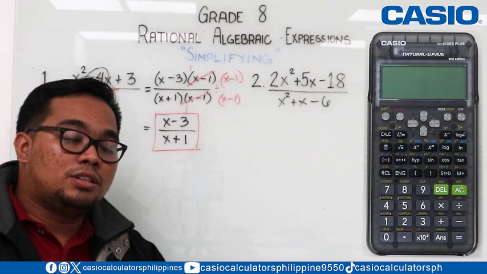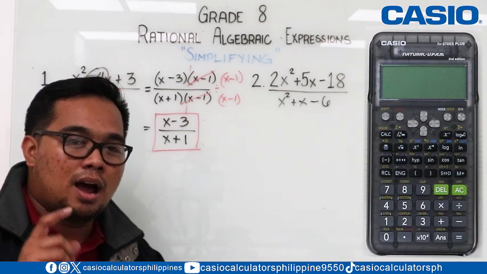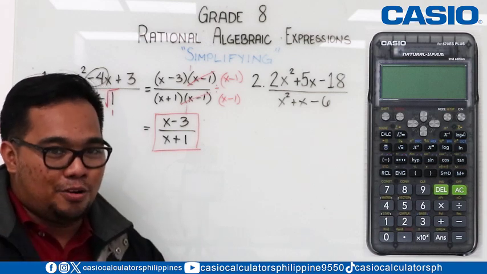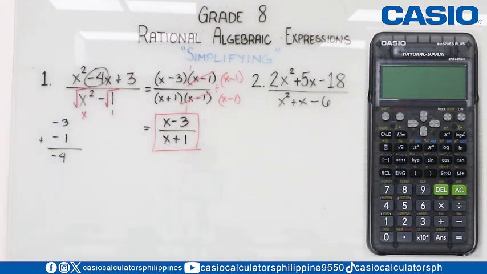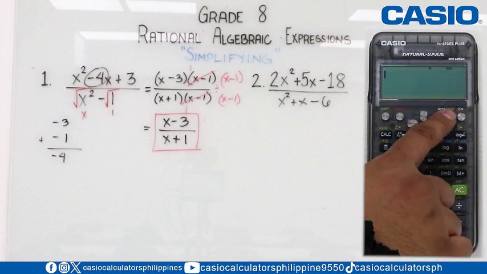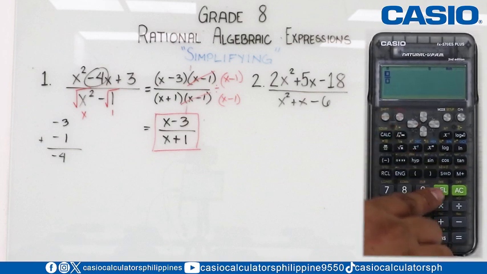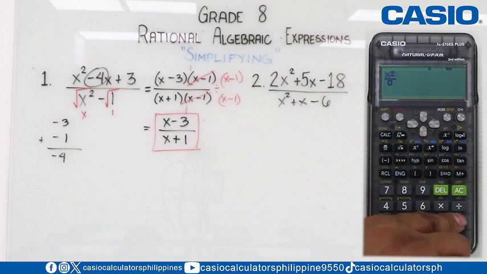Now, let's check on our calculator. How can we verify if this is correct or wrong? To determine if our answer in problem number 1 is correct, we just need to use the dual function, the evaluation colon function of our calculator. First, we go to mode 1, computation, and then type in our given.